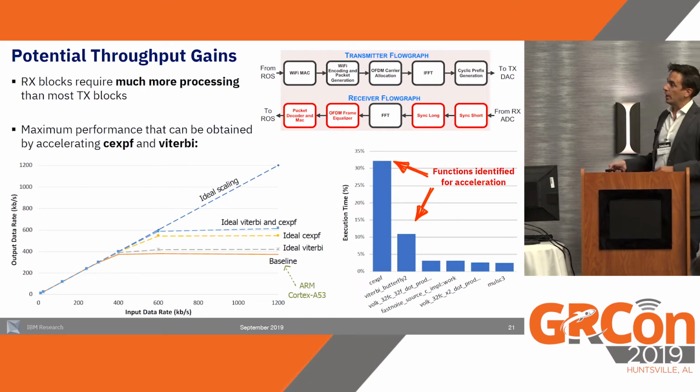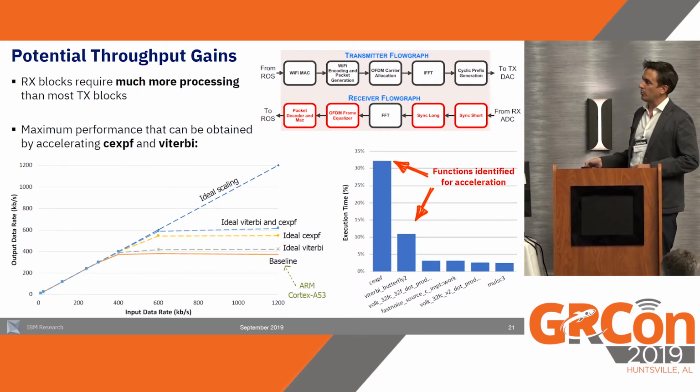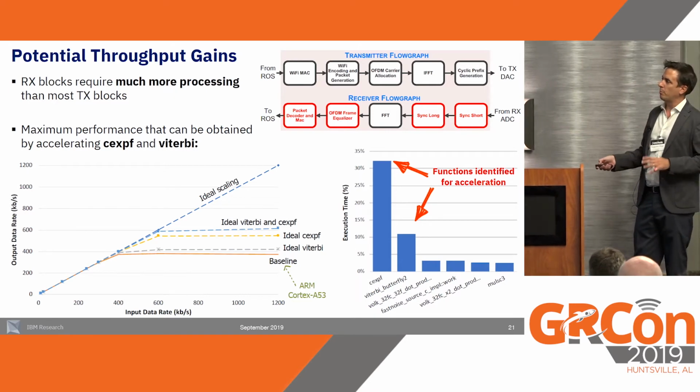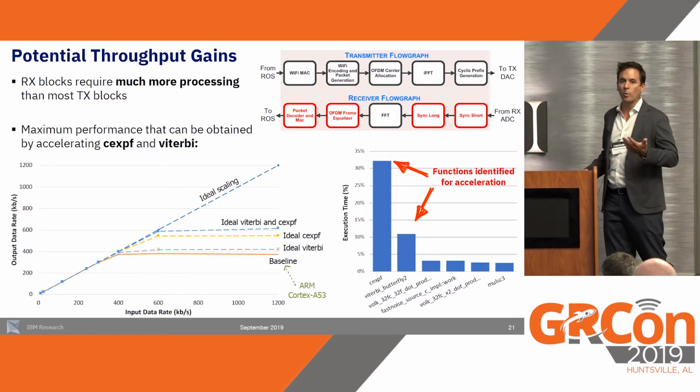We did the same with the complex exponent, which actually provides higher benefits, of course, because this is the most time-consuming of the two functions. And then we measured the same with both ideal versions, Viterbi and complex exponent, which provide a little bit more benefit. So this is basically our upper bound in terms of how much performance improvement we can get.